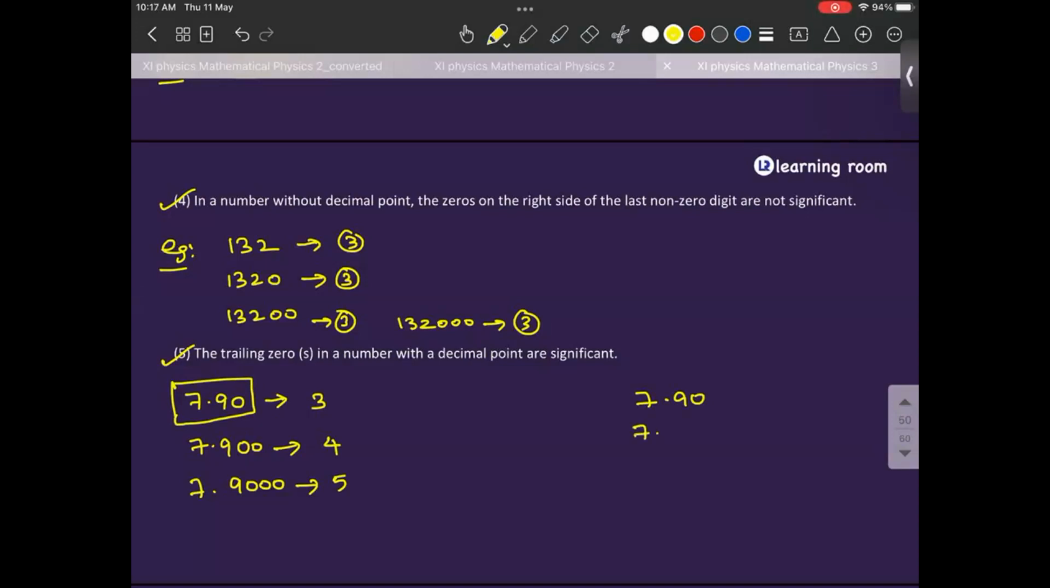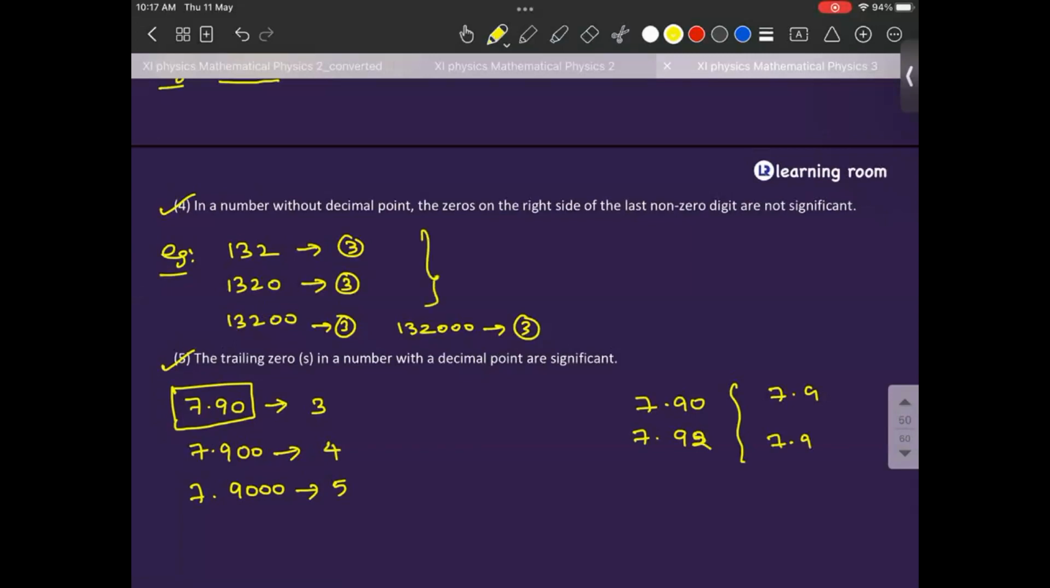Meaning the next reading could have been 7.92. Who knows? Instead of this, in the first case, had you written it as only 7.9, the second case also you would have written it only as 7.9, because you are restricting the value to 1 decimal point. Means you are cutting the more precision that is possible. That is the reason why the zero in this case is important. Whereas in this case, the zero is not important because it is all a multiplication factor.